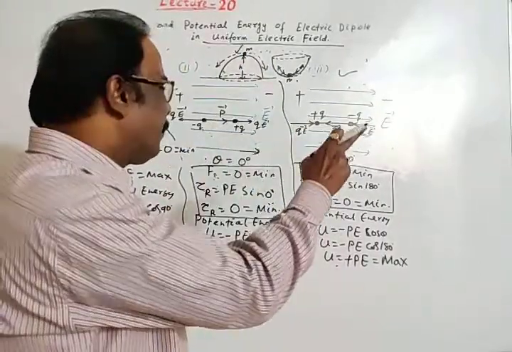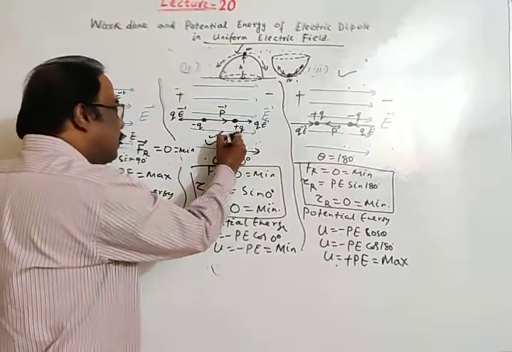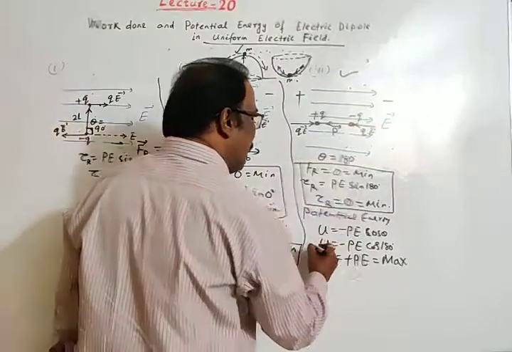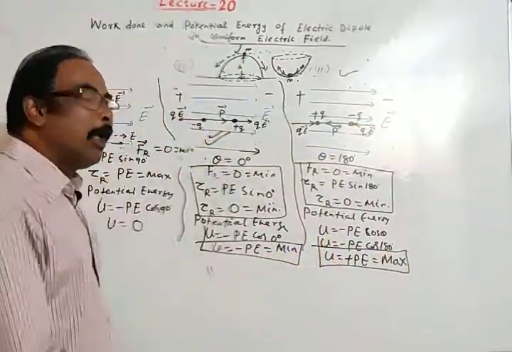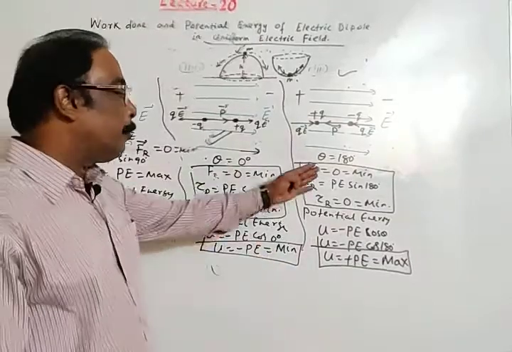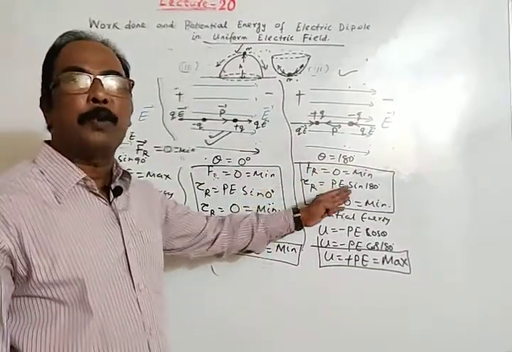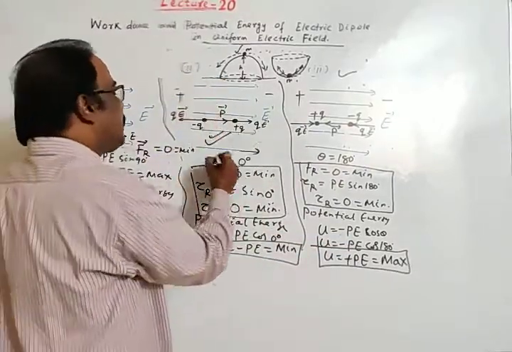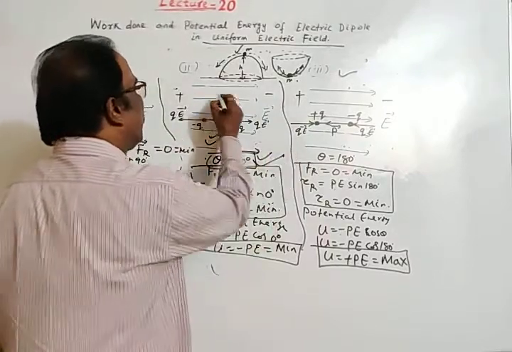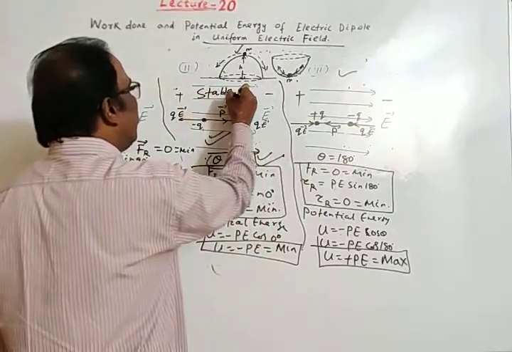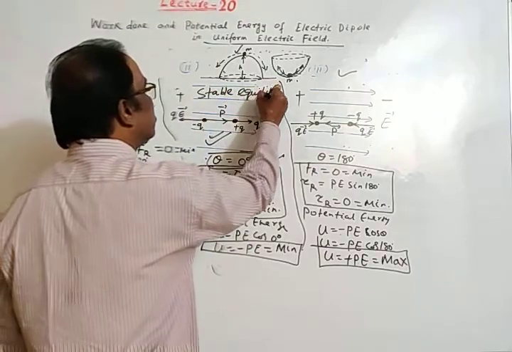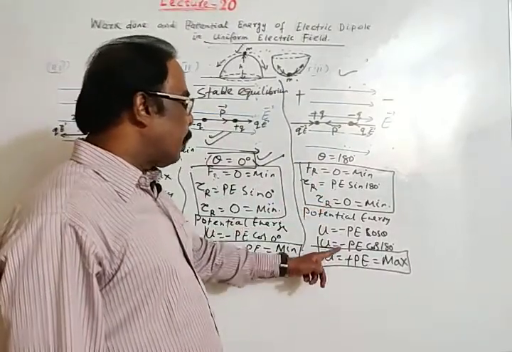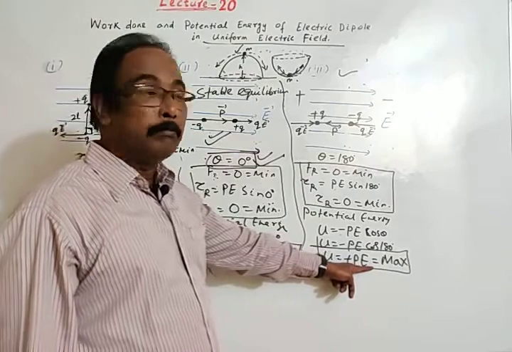So if a dipole is placed parallel to the direction of electric field, potential energy is minimum. If a dipole is placed anti-parallel to the direction of electric field, potential energy is maximum. But in both the cases, resultant force as well as resultant torque is 0. If the dipole is placed parallel to the direction of electric field, this is the position of stable equilibrium. Here also resultant force and resultant torque is 0, but potential energy is minimum.